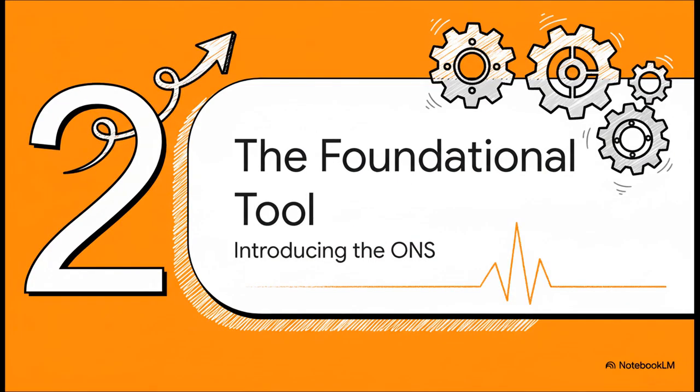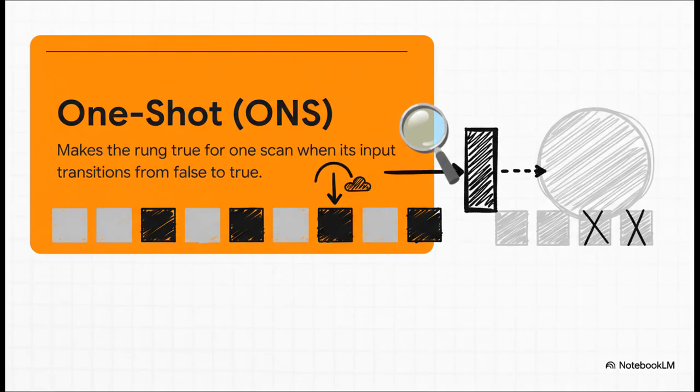Okay, so how do we solve this mess? Well, we start with the most foundational tool in our kit, the ONS, or the one-shot instruction. This is your number one go-to solution for taming that repetition problem. So, what does that actually mean?